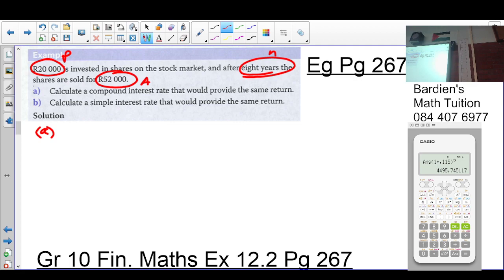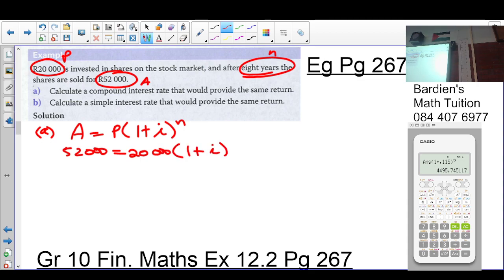So if they say compound interest, what must I use? Compound formula. So A is equal to P into 1 plus i to the exponent n. What's your A value? 52,000 rand equals P, which is 20,000 rand, into 1 plus i to the exponent 8. So in pursuit of calculating i, what do I have to do first? Divide by 20,000 both sides.